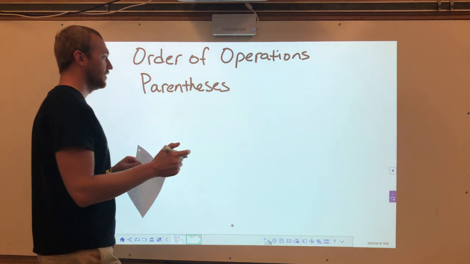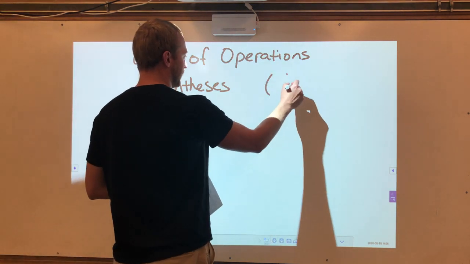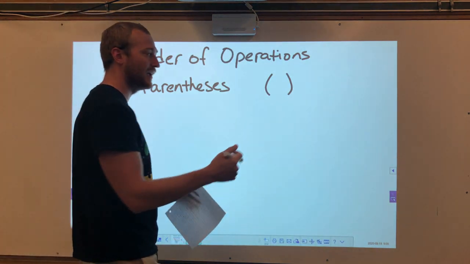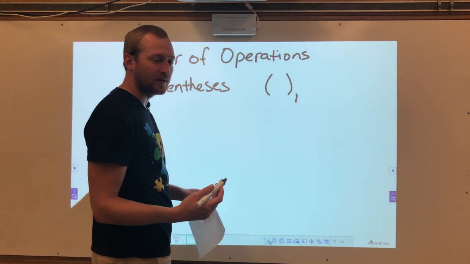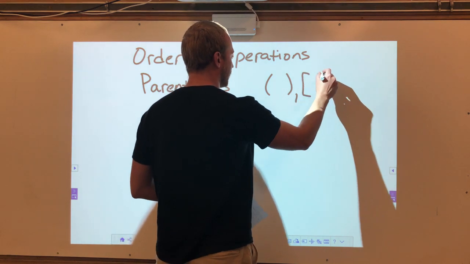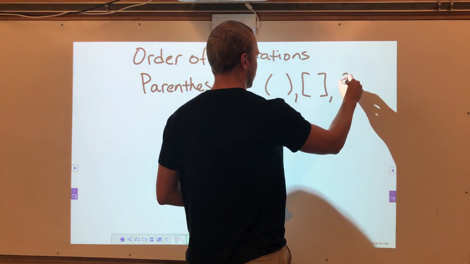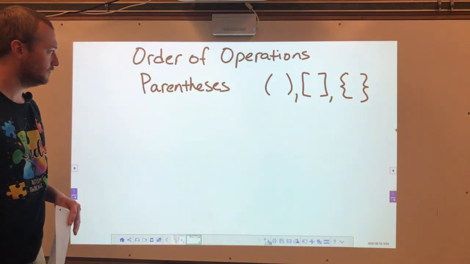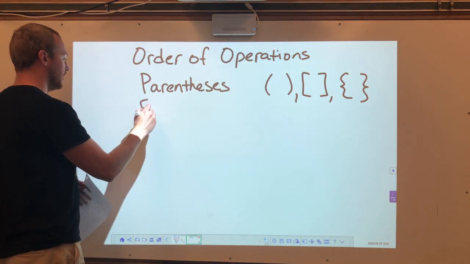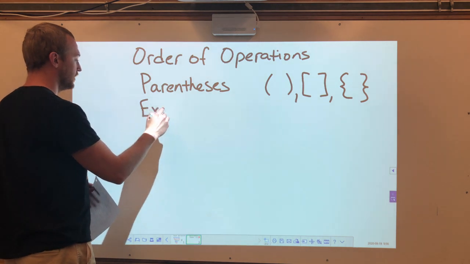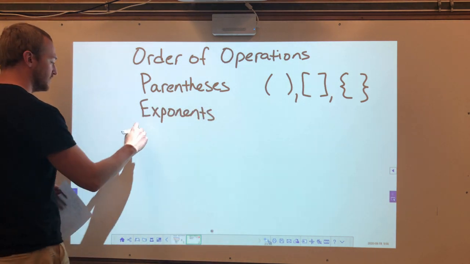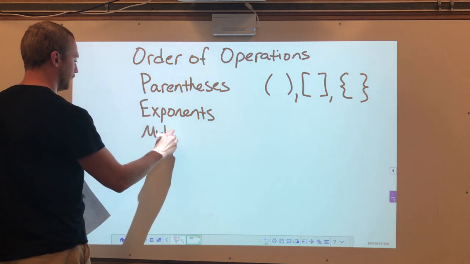We had parentheses in the last example. They group things together. Another way to group things is with brackets. We also have these curly brackets. After parentheses, the next operation you should do is exponents. After exponents, we have multiplication.